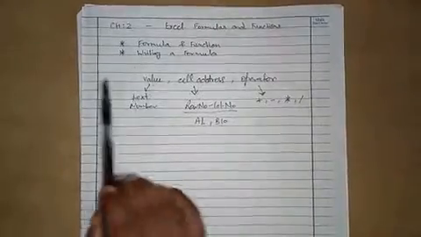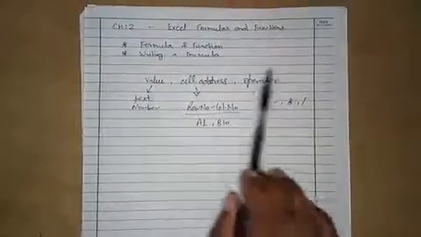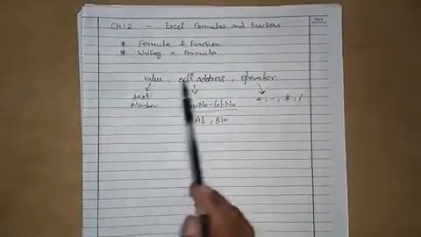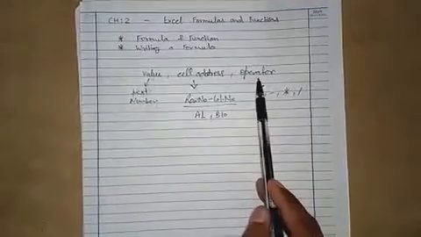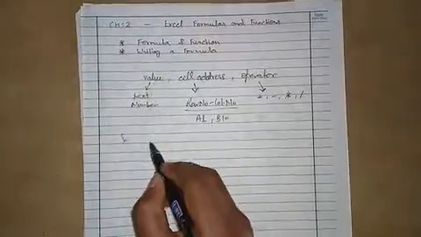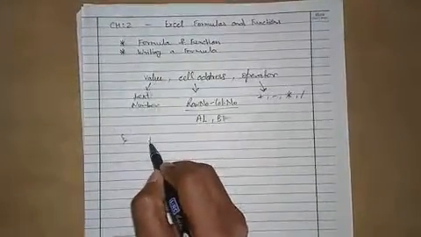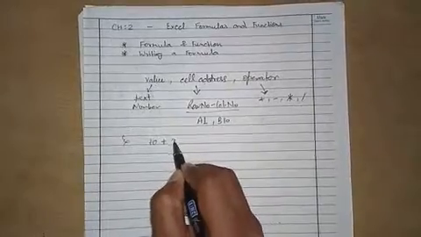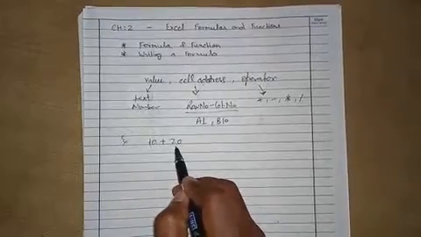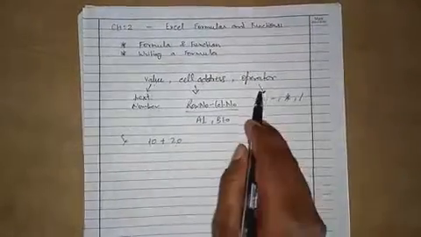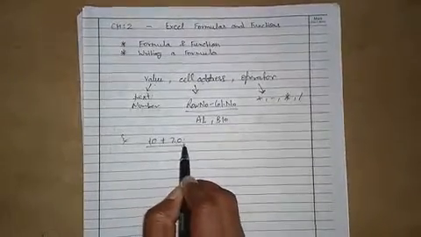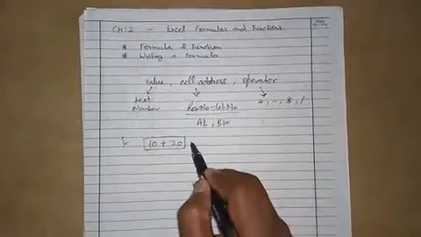A formula is the combination of all these things. If we combine a value with an operator or a cell address with an operator, then that will be a formula. For example, let me write here 10 plus 20. 10 is the value, 20 is the value, and plus is the operator. So we can say that this is the formula. This is known as a formula.